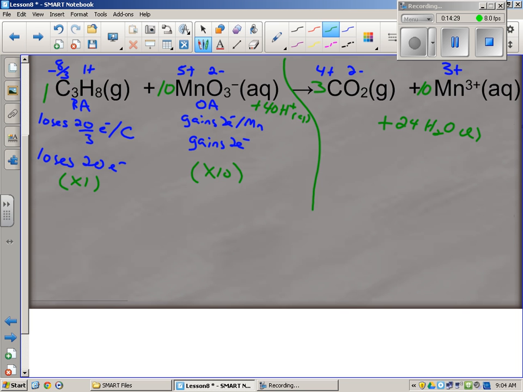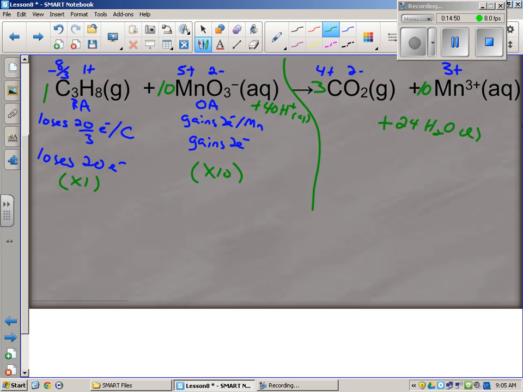And if it was under basic conditions, I'd have to add in 40 hydroxides and then 40 hydroxides to the other side. Cancel out the waters then. Okay? So there could be even more to it than that. Good? Questions, anyone? Yes? No? Okay.